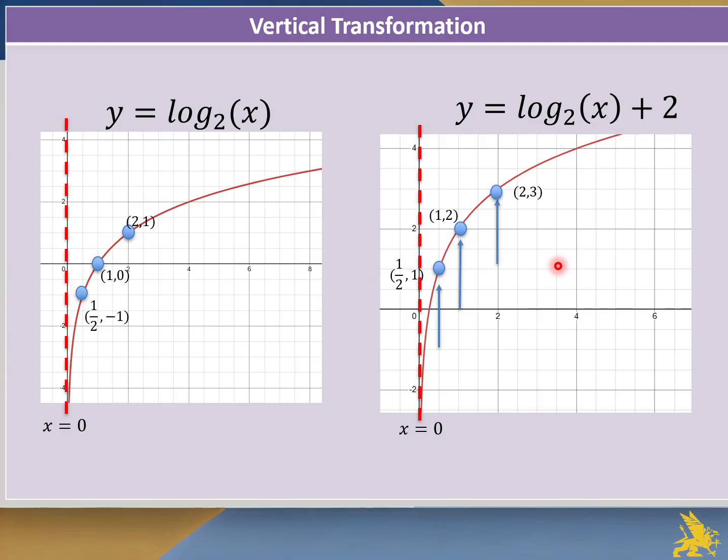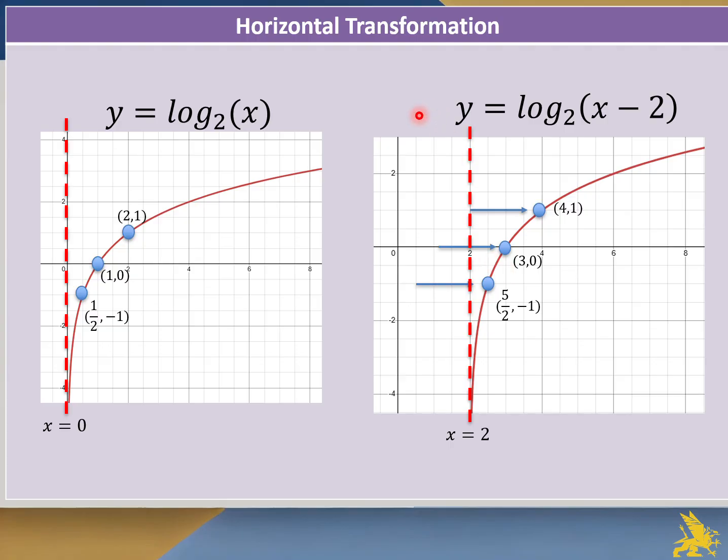The first thing I'm going to look at is our vertical translation. I've got my 3 basic points: my x-intercept, my first point here of when x is 2, y is 1, and when y is -1, I've got the half for x. My asymptote is x equals 0. If I've got +2 on the outside, it just means these points are being pushed up by 2, which is what you can see here. So my y values are just changing by 2.